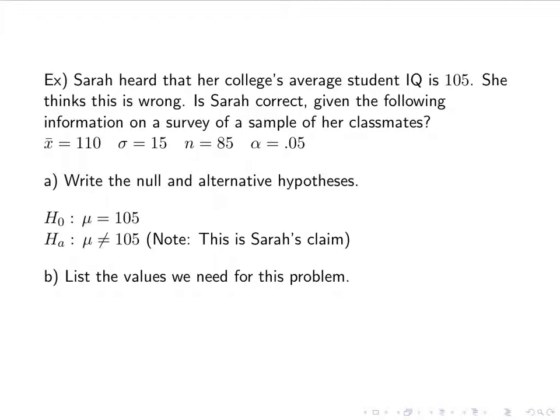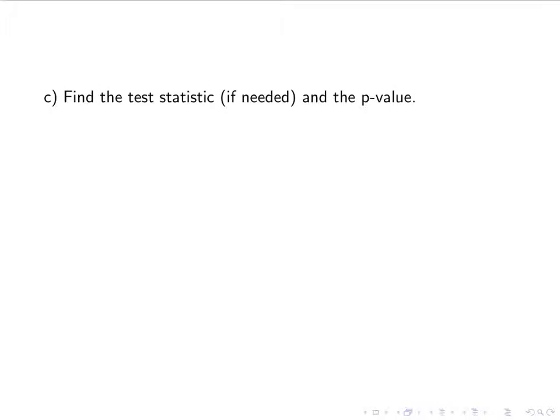List the values we need for the problem. They were listed right there for us in the problem. And again, notice we know sigma. Sigma is 15. So we can use the normal curve. We don't have to use the student t-distribution. So part C, find the test statistic if needed, it's not, and the p-value. So we only need the p-value.